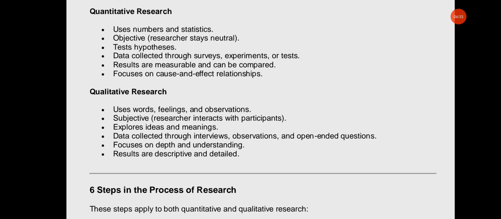Qualitative research uses words, feelings, and observations. Subjective, the researcher interacts with participants, explores ideas and meanings. Data collected through interviews, observation, and open-ended questions. Focuses on depth and understanding. Results are descriptive and detailed.